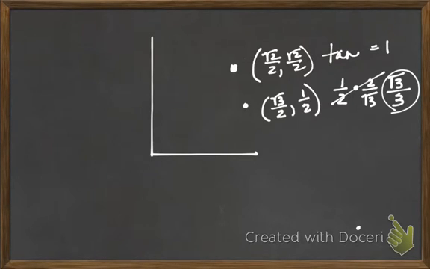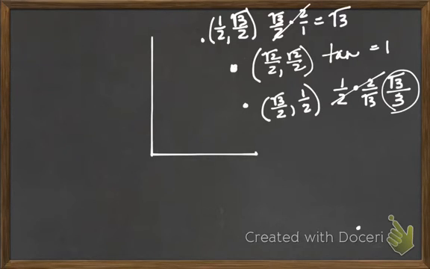So let's talk about that other point. What's the ordered pair for this other point? 1/2 comma what? All right, let's talk about the tangent here. So the tangent here is y divided by x, so that'd be square root of 3 over 2 divided by 1/2, or multiplied by 2 over 1. And so the tangent value at this point is just the square root of 3.